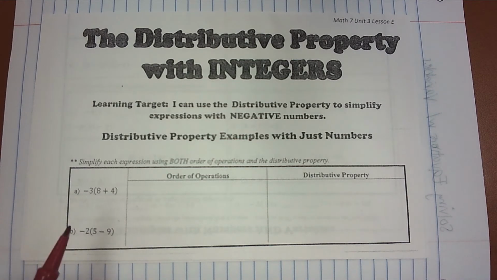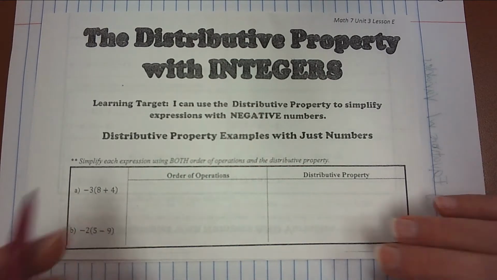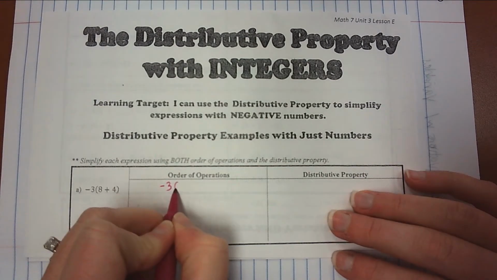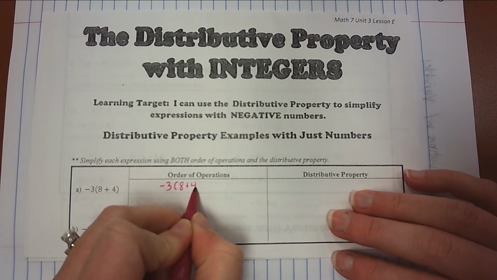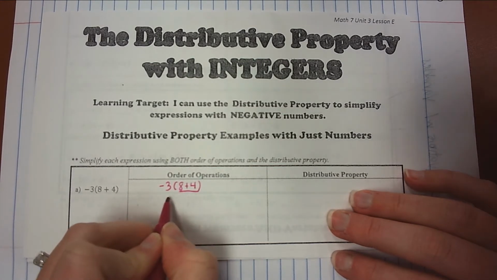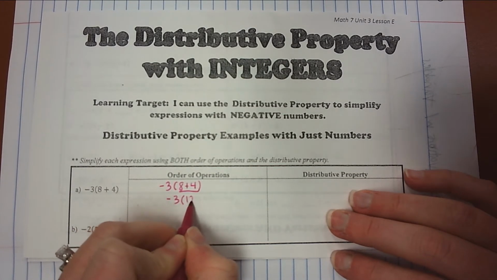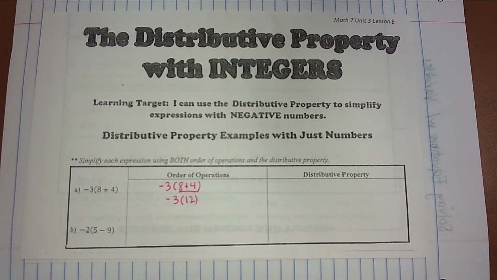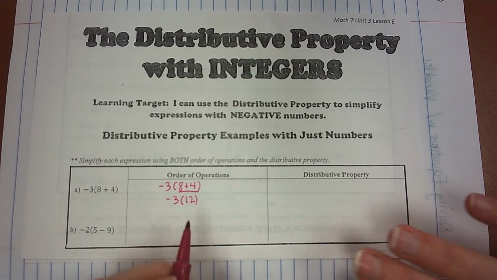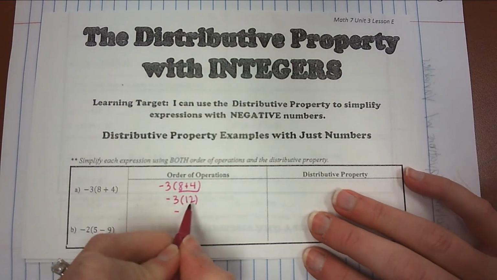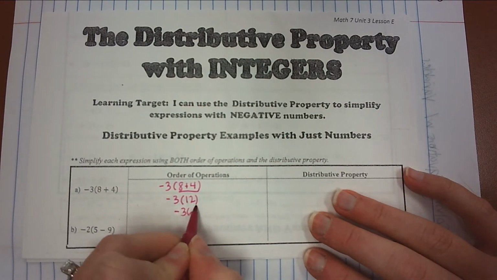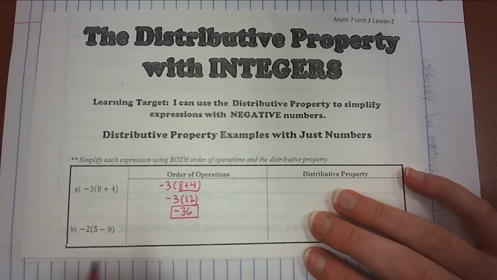If we use order of operations, we would do the parentheses first. 8 plus 4 would give us 12. And we would have negative 3 times 12. A negative times a positive is a negative, and 3 times 12 is 36. So we would get negative 36.